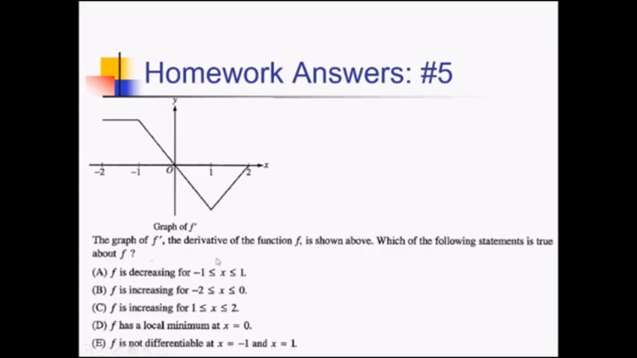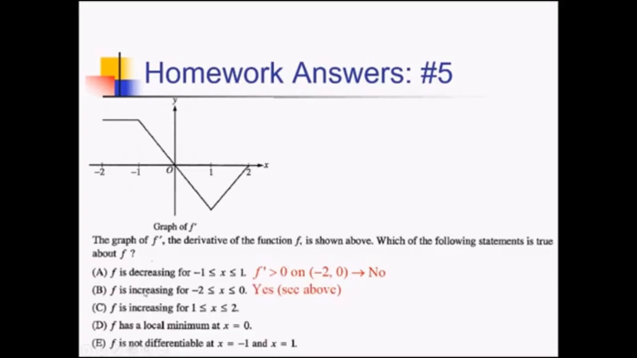For part of the interval that they gave us, namely between negative 1 and 0, really from negative 2 to 0, that whole interval, f prime is positive, which means the function f is going to be increasing on that whole interval. So this is a no for answer choice A, because we're not decreasing on this whole interval. Now taking a look at B, f is increasing from negative 2 to 0. Well, we basically just said that, so that's a yes.